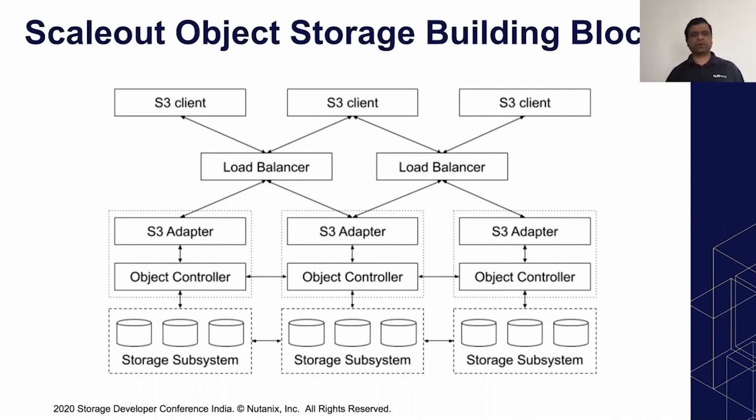The request will flow in from S3 clients to load balancer, from load balancer to one of the object controller nodes, which will first pass through an S3 adapter, followed by an object controller, and then it will end in the storage subsystem. Now, with that as a level set for how a distributed scale-out object store system looks like, let's first look into what does it take to benchmark such a system.